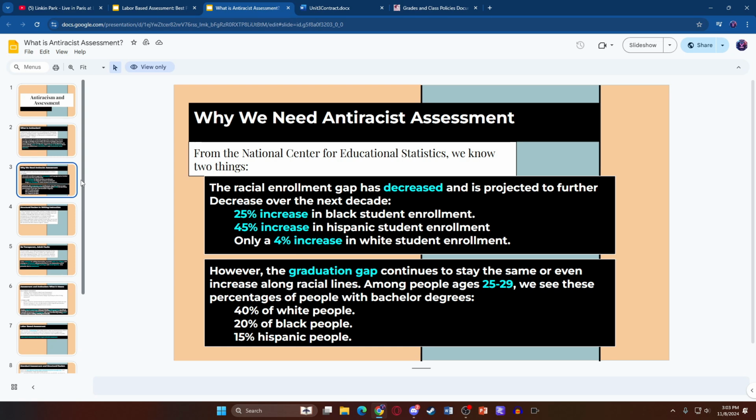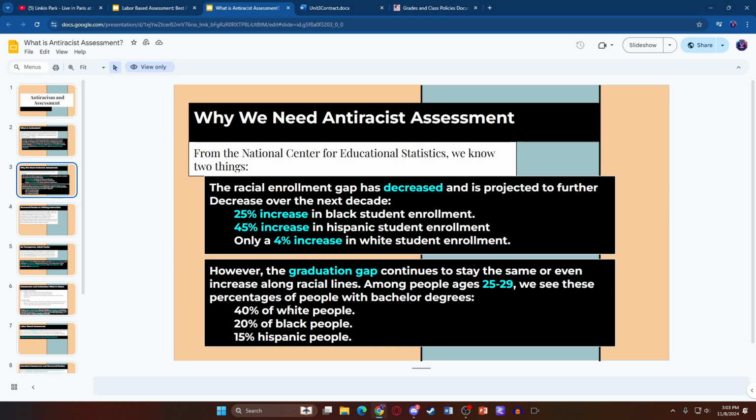So how this conversation gets linked to assessment initially begins with the enrollment gap in higher education, which has really changed in recent years. From the National Center for Educational Statistics, the racial enrollment gap has decreased and is expected to further decrease over the next decade. 25% increase in Black student enrollment, 45% increase in Hispanic student enrollment, and only a 4% increase in white student enrollment. But what you're seeing is that the graduation gap continues to remain the same or even widen, right?